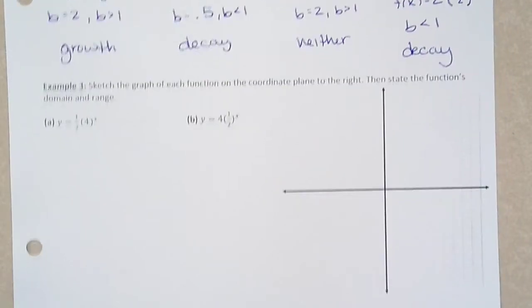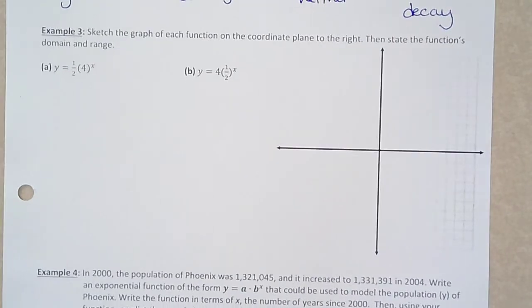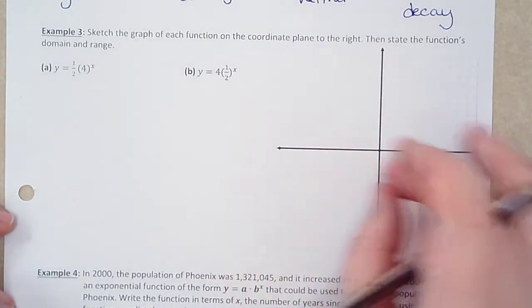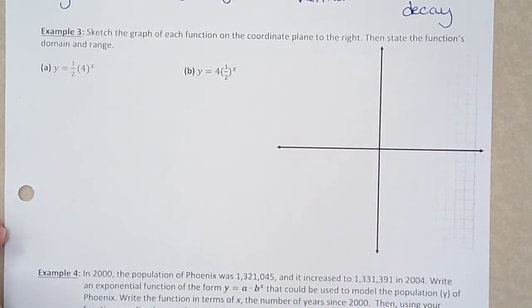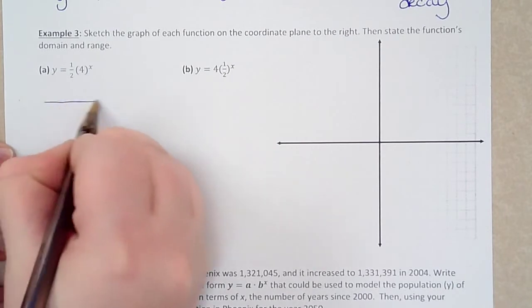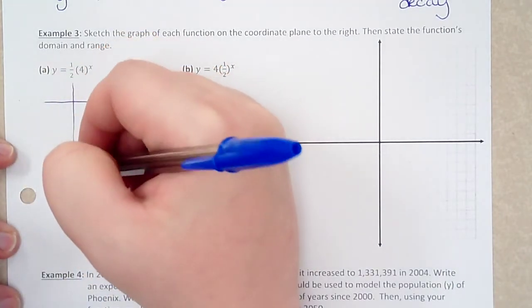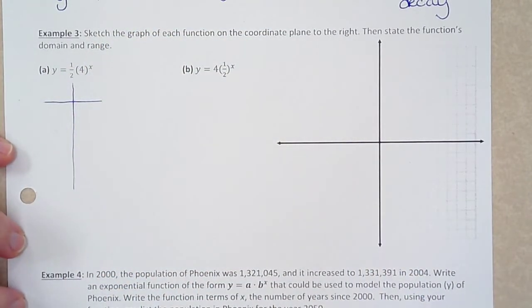All right, now we're going to move into sketching the graphs. So I'm going to do this in 2 different colors so you can see it, but I'm going to put it all on the same graph. The easiest way to sketch exponentials is just to make a table. And I know some of you are still kind of uncomfortable with that. It's okay, we're going to work through it together.